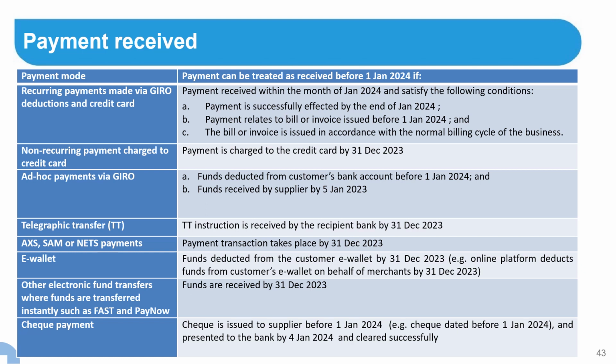If you are a merchant making supplies through an intermediary, for example, an online or booking platform, the intermediary may receive payment from the customer before subsequently remitting the payment to you at a later date. In such cases, you may treat the payment as received before 1 January 2024, provided that you are able to determine that the conditions under the various payment modes mentioned here are met.